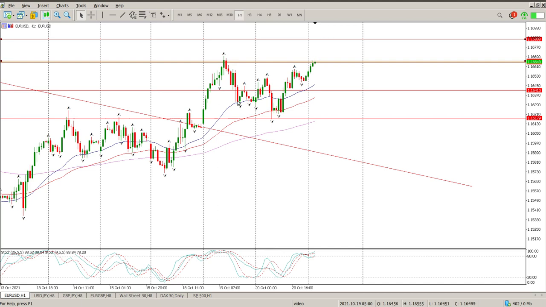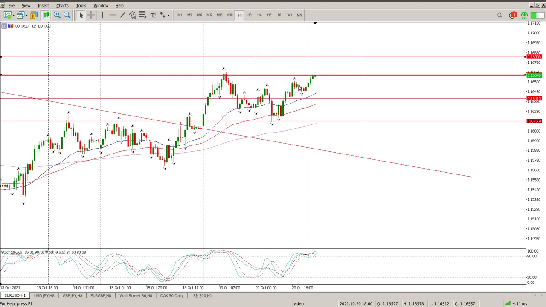So at the moment, we could argue there's some weird inverse head and shoulders here. So shoulder, head, shoulder, neckline all the way up to the top here, or alternatively a diagonal. I think not going to worry about that. What we're looking for is structure.